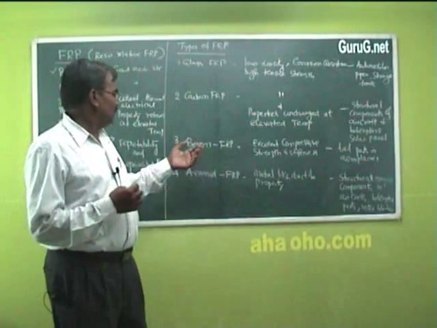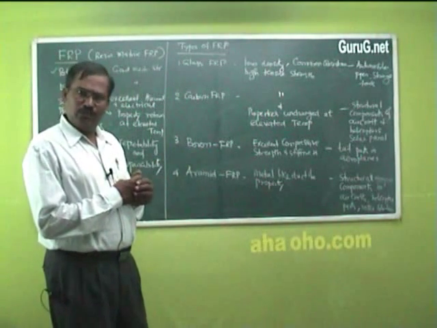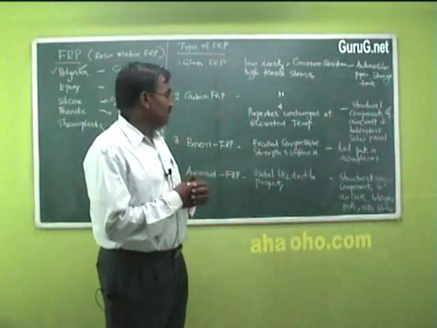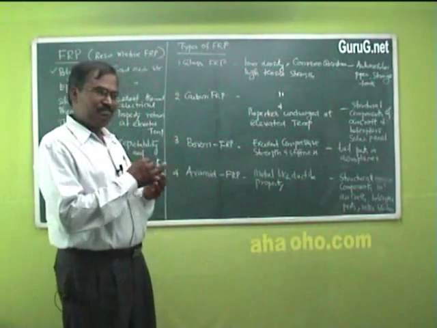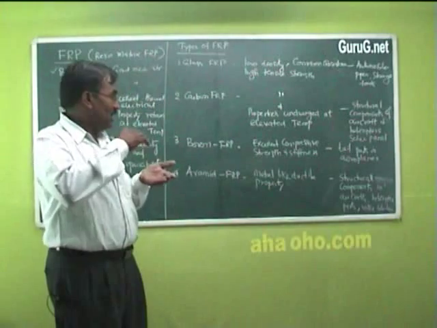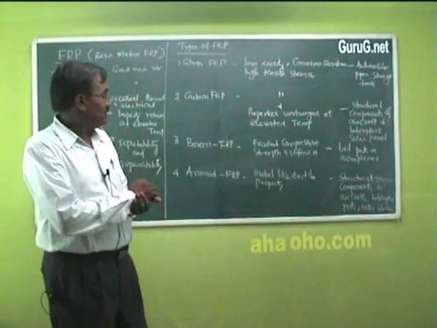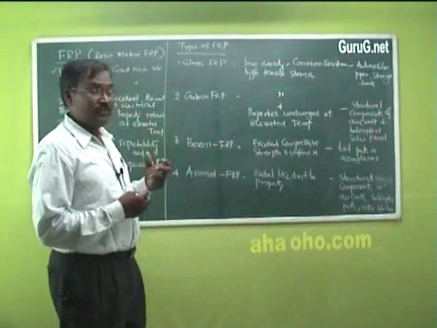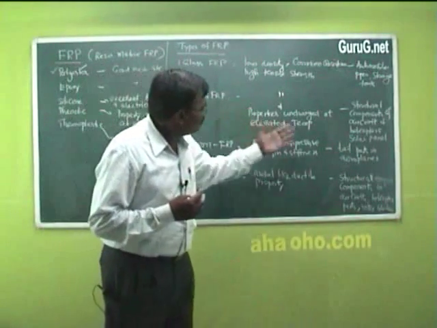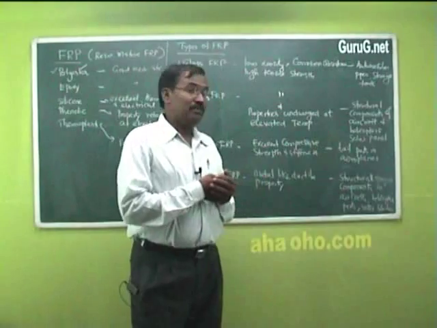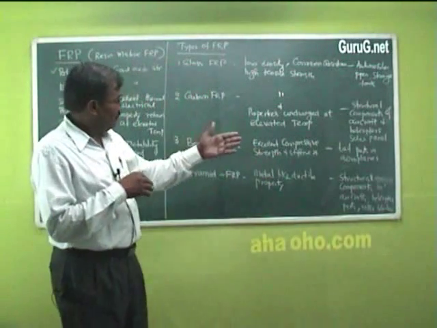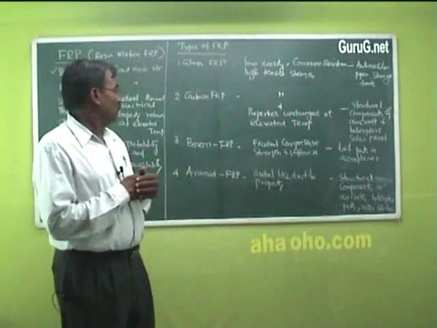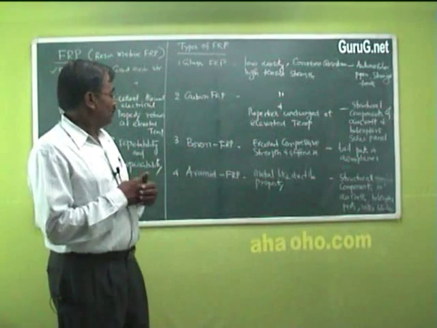And the third one is boron reinforced FRP. It has excellent compressive strength and stiffness. When we are able to compress a material, the strength can be increased further, and because of the high strength it is used to make tail parts in aeroplanes, because the horizontal and vertical parts of an aeroplane are very important. So for that we are using this boron reinforced FRP.